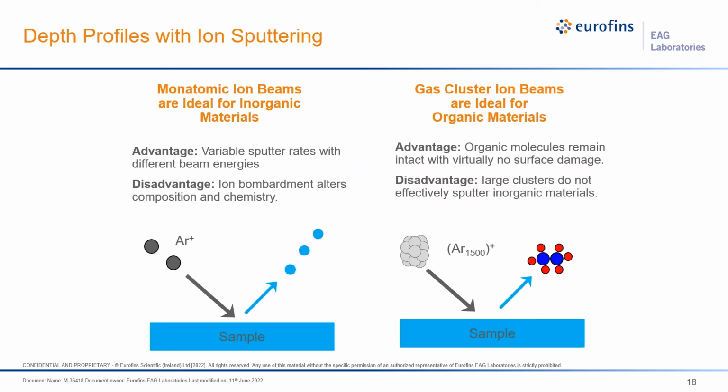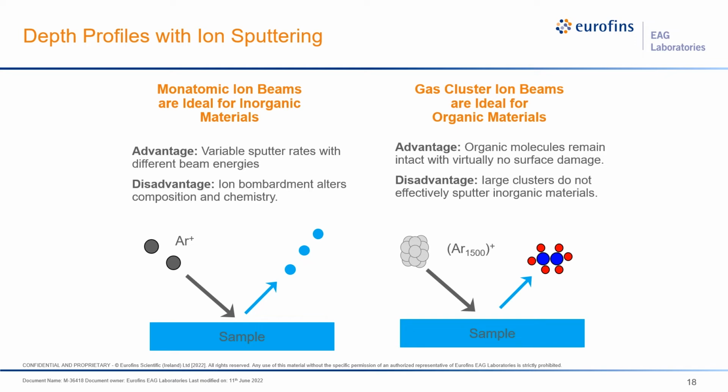Depth profiles are acquired by alternating data acquisition cycles with ion sputtering cycles. Monatomic ion beams such as argon are ideal for profiling inorganic films such as these thin conductive oxides. Sputter rates can be varied with beam energy. Bonding information is sometimes available within a depth profile, but it is important to know that ion bombardment can alter both the composition and chemistry of a sample.